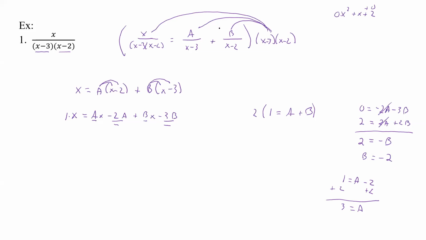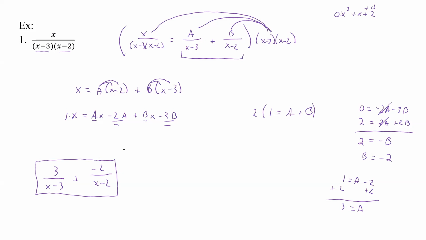Now what I'm going to do is take that and plug it back into our original split-apart two factors here. On the left, a is 3, so I have 3 over x minus 3 plus b, which was a negative 2, over x minus 2. And that then is what our original equation is. If we added these two fractions together, we're going to get x over x minus 3 times x minus 2. And so that would be our final answer as far as we decomposed our original fraction into these two fractions that are added together.